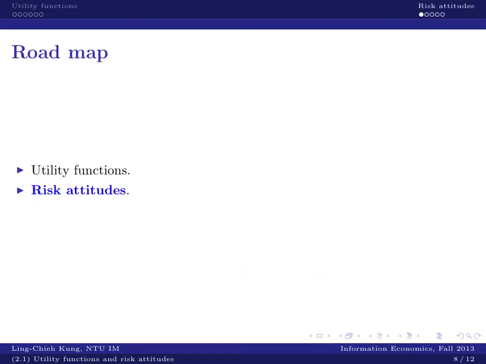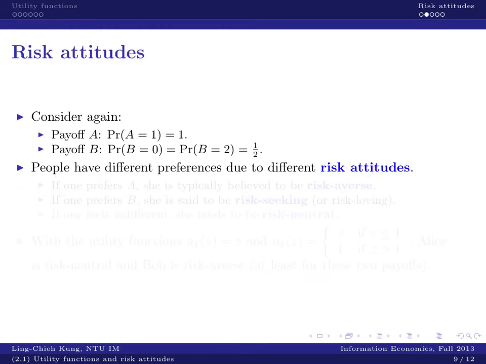Okay, now let's talk about risks. So again, let's focus on our example with payoff A and B. We say that people may have different preferences for these two. Why? Because people have different attitudes toward facing risks. In particular, when one person prefers A, the one with no risk, typically we say he or she is risk averse. He or she does not like risk.